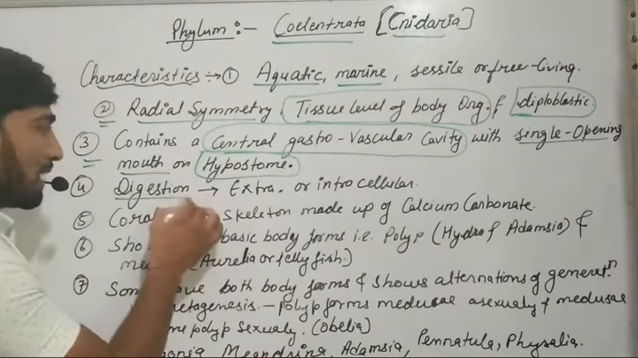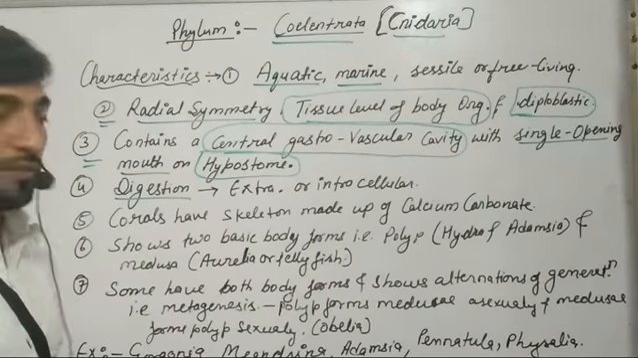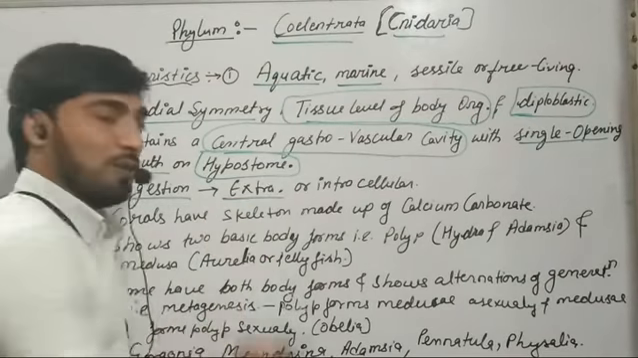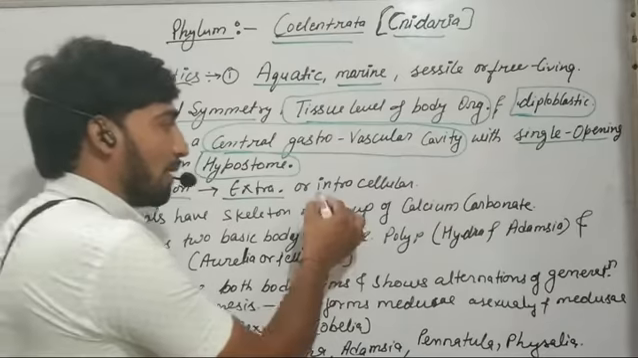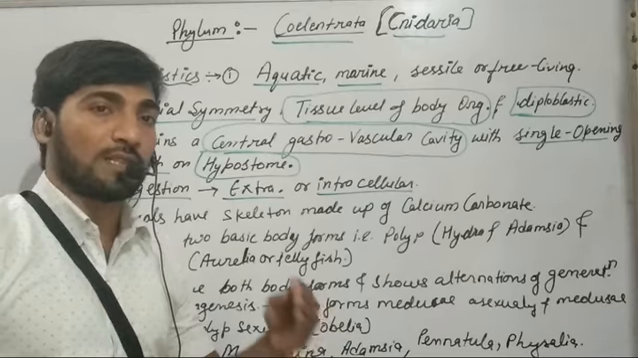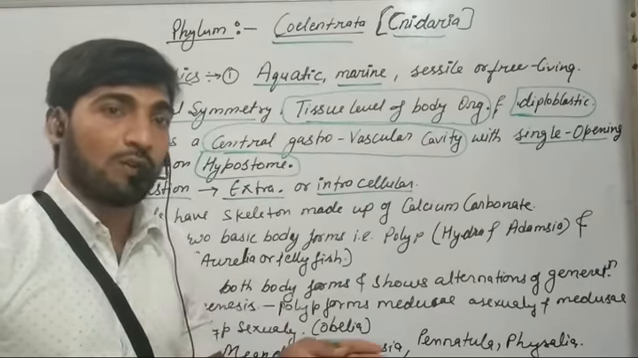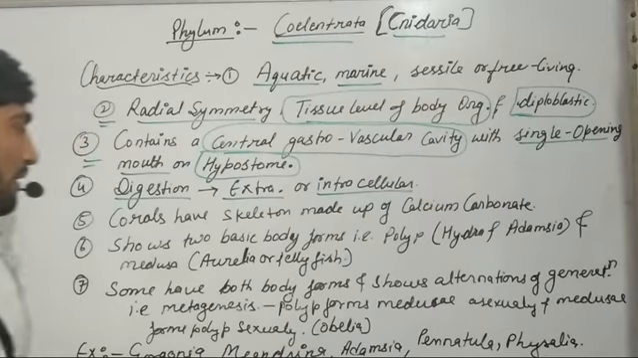Now if we discuss digestion, these cnidarians show both types of digestion, that is, they can have extracellular digestion or intracellular digestion. That means both types of digestion are found in cnidarians.